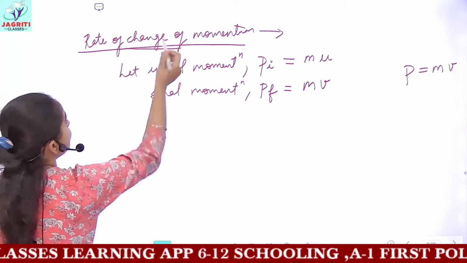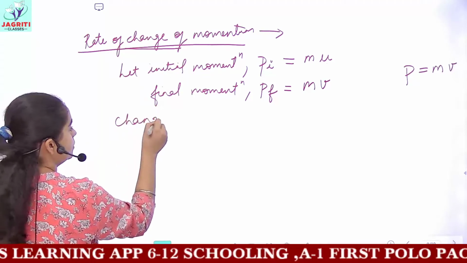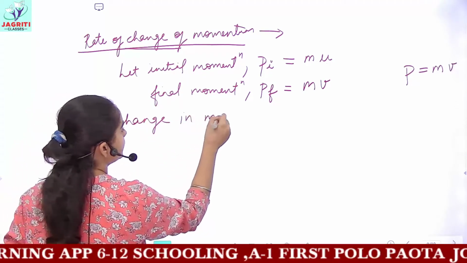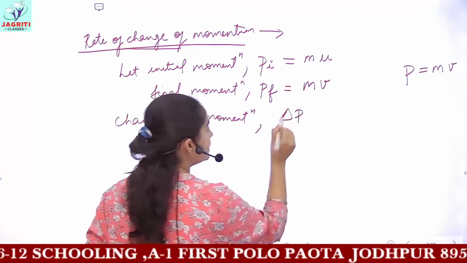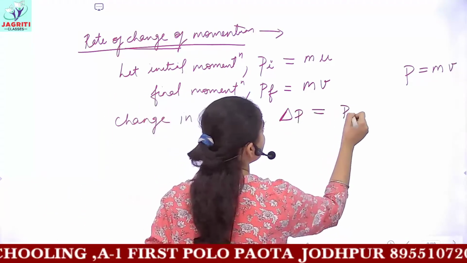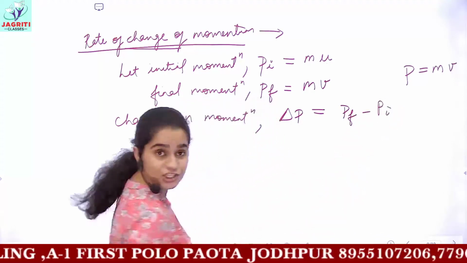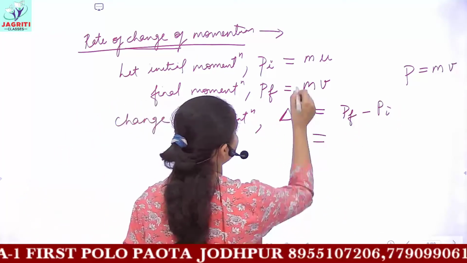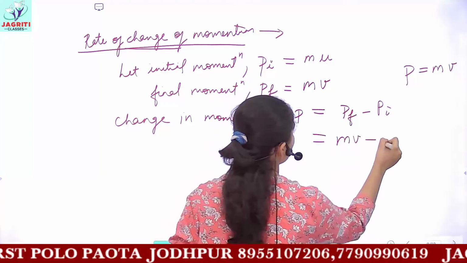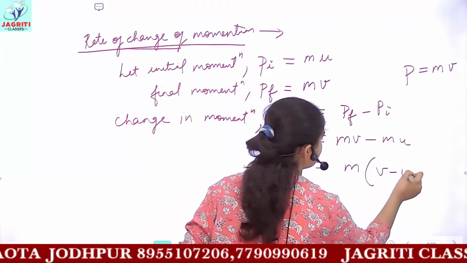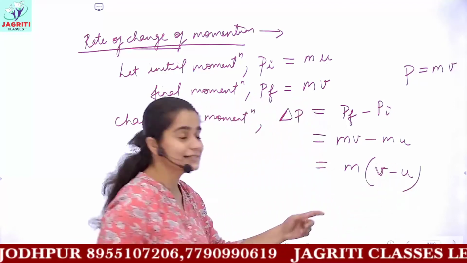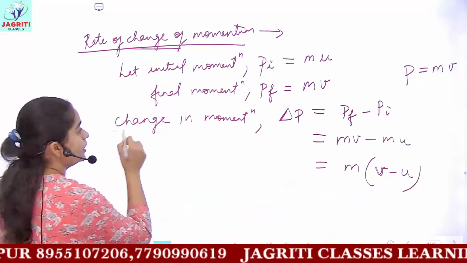Now you have to find the change in momentum. So what would be the change in momentum? Change in momentum can be represented as delta p, and delta p would be P final minus P initial. So substituting the values, it would be mv minus mu, and taking m common, you will get m(v minus u). So this you get as the change in momentum.